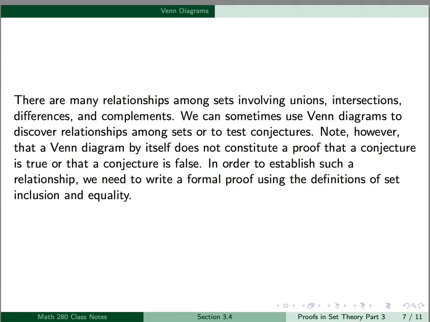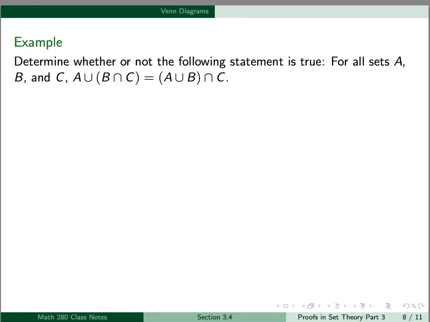There are many relationships among sets involving unions, intersections, differences, and complements. We can sometimes use Venn diagrams to discover relationships among sets or to test conjectures. Note, however, that a Venn diagram by itself does not constitute a proof that a conjecture is true or that a conjecture is false. In order to establish such a relationship, we need to write a formal proof using the definitions of set inclusion and equality.